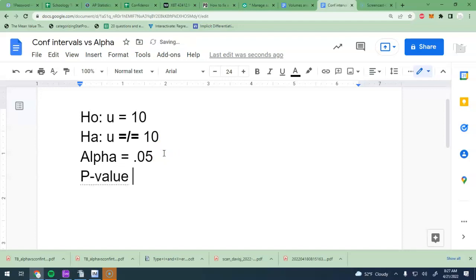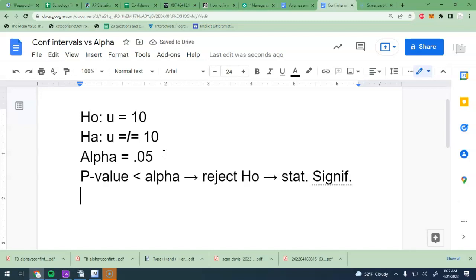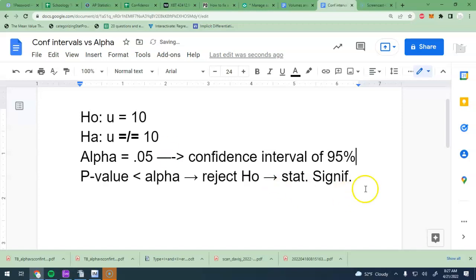So if your p-value came out less than alpha, what would you do? Reject H0. And does that mean it's statistically significant or not statistically significant? Can I say stat sig? Statistically significant. Okay. Well, alpha equals 0.05 is the same thing as a confidence interval of 95%.